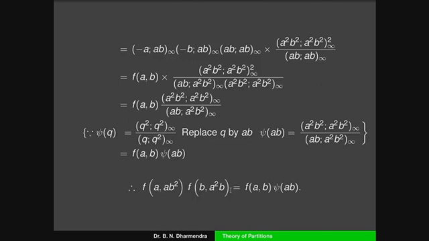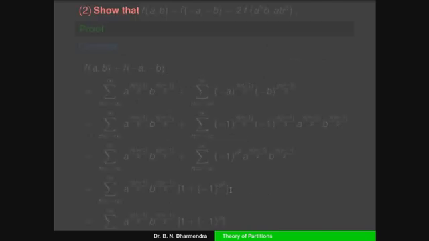Now to move on to the next one, we now show that f of a comma b plus f of minus a comma minus b is equal to 2 times f of a cube b comma a b cube. So we can observe here that we know f of a comma b in terms of a q series is, in terms of series, the summation n running from minus infinity to plus infinity a to the power of n into n plus 1 by 2 into b to the power of n into n minus 1 by 2.